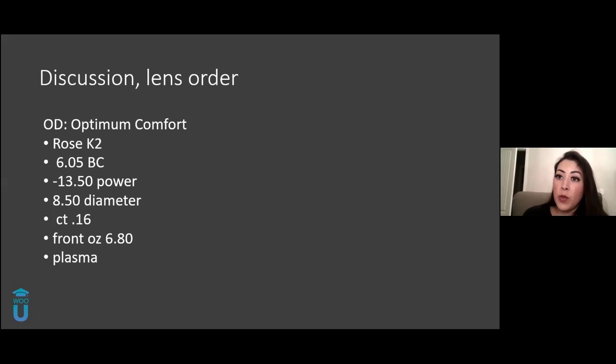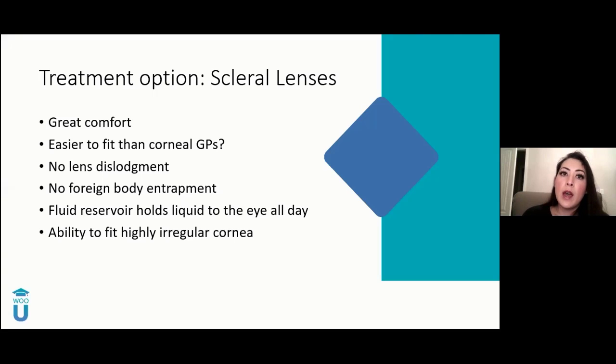Based off the video, the consultant said, yeah, the 6.1 looked good, but let's just go a hair steeper. With the over refraction, she ended up seeing really well. And then the last case report is scleral lenses. Scleral lens patients, the reason why a lot of practitioners and patients go into them is because the comfort is really good compared to some of the other modalities.